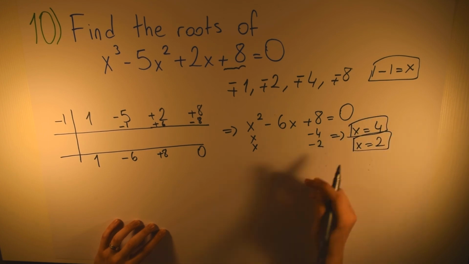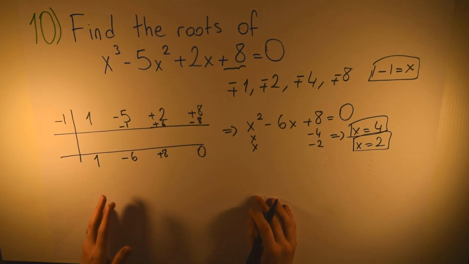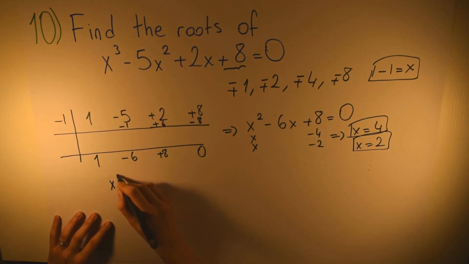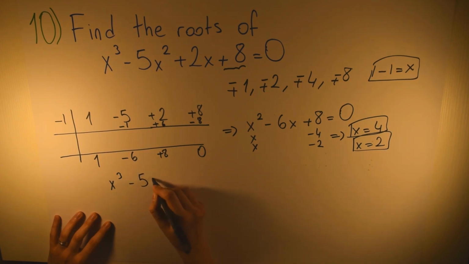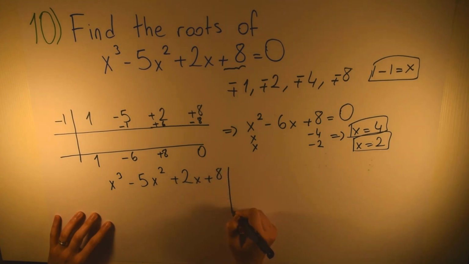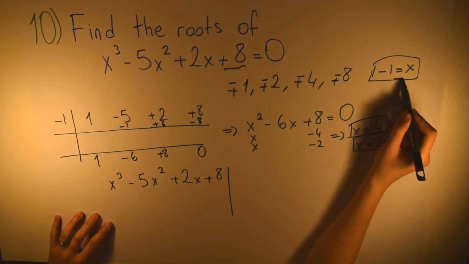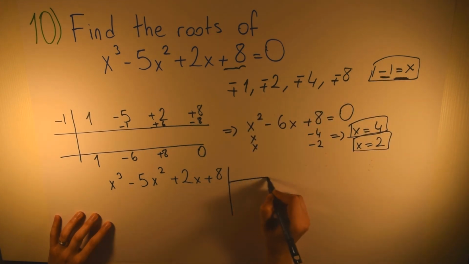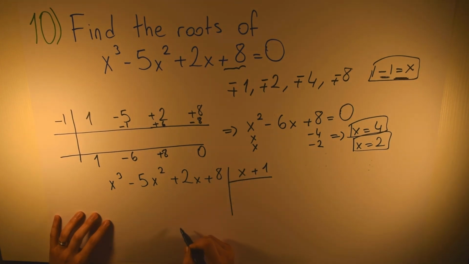Okay, so without the Horner method, you can also do the long division, and you will see that you find the right answer like that too. Let's try that one also. So it's x cubed minus 5x squared plus 2x plus 8, right? After finding one of your roots, which here we found as minus 1, you can do the long division. So here I write x plus 1, right? This is how we do the long division.